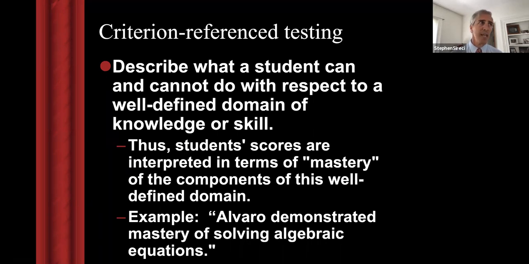These are criterion-referenced standards in that all students can reach proficient. It doesn't matter how some other student did; it doesn't affect your performance. You're judged with respect to that criterion of performance. Student scores on criterion-referenced assessments are interpreted in terms of mastery or proficiency of this defined domain. One example might be Alvaro demonstrated mastery of solving algebraic equations, or Maria is advanced in 8th grade reading in Massachusetts. In these examples, it doesn't matter how well Maria's or Alvaro's colleagues did. Each individual is judged with respect to a predefined level of performance.